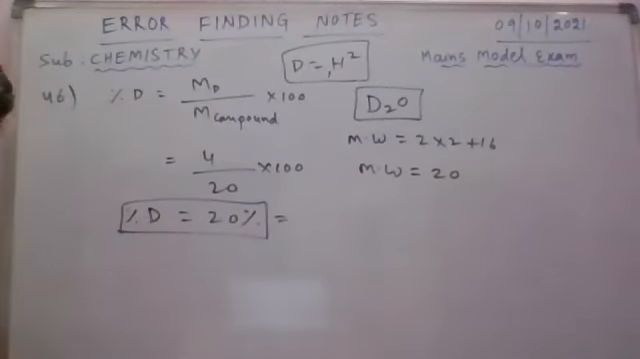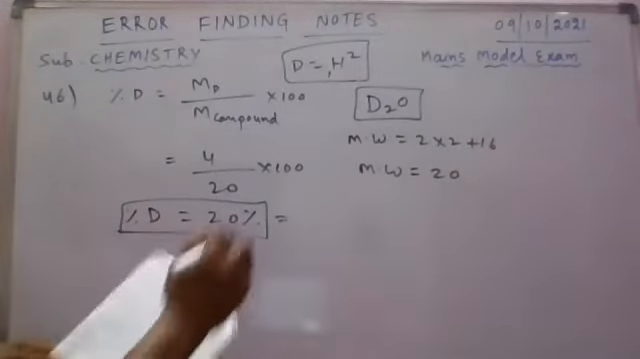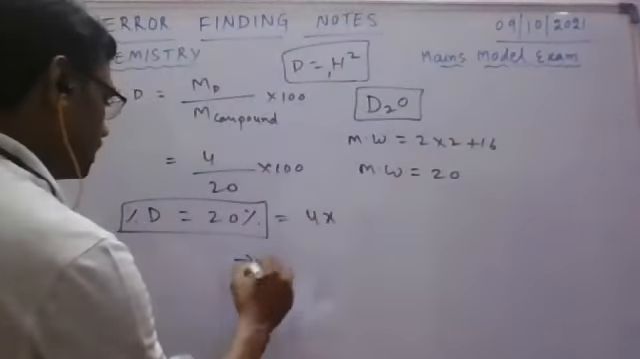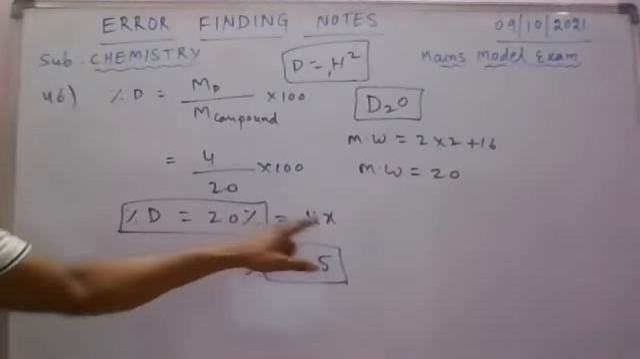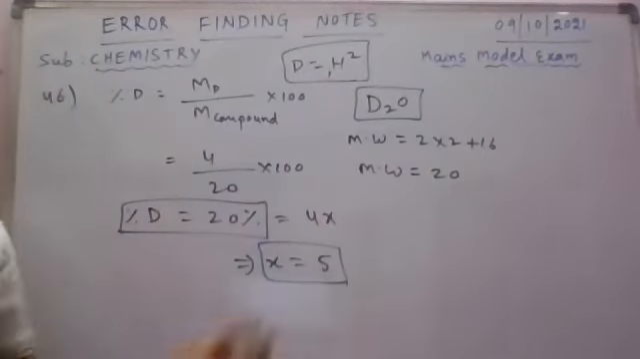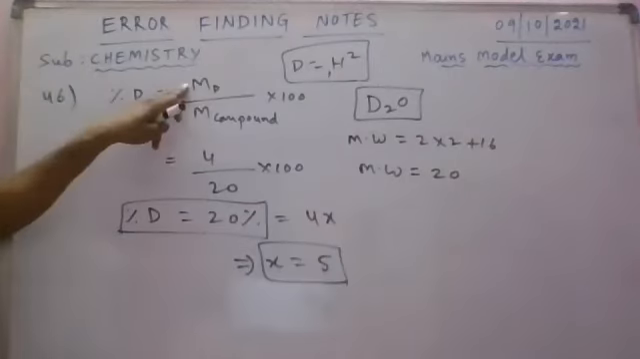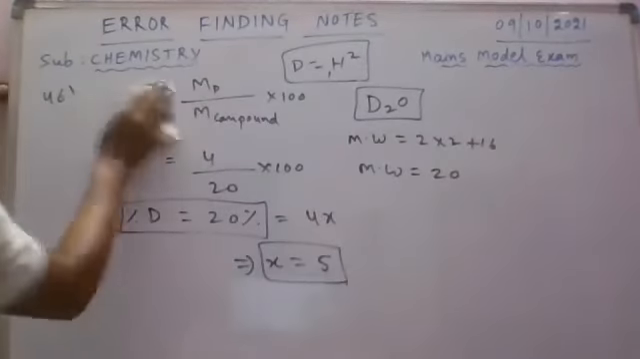This is given as an integer question, the answer is given as 4x. So 20 is equal to 4x. x is equal to 20 by 4, which is 5. Mass percentage is the mass of element by mass of compound into 100.